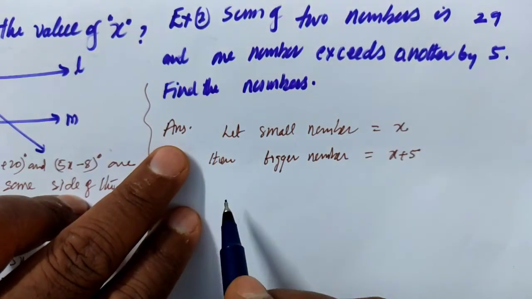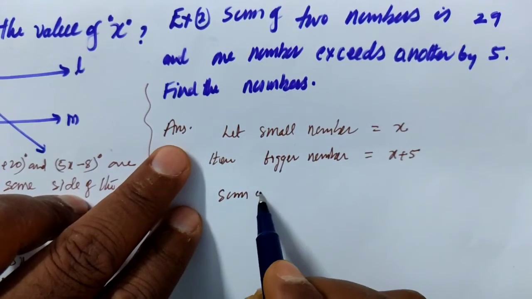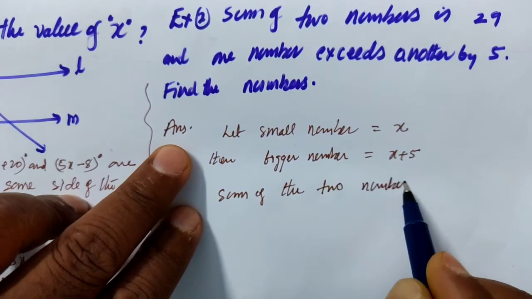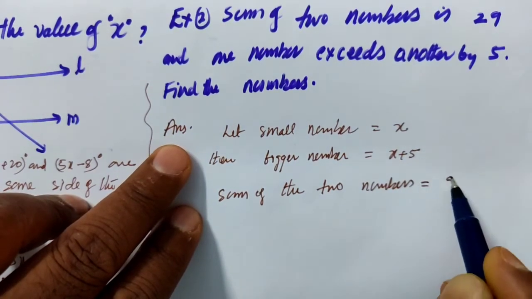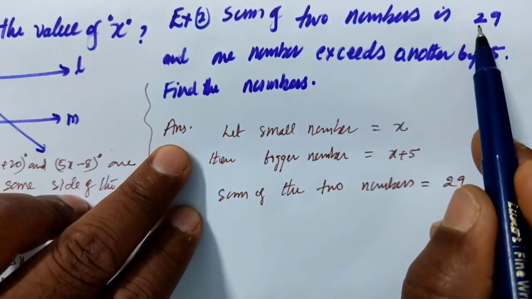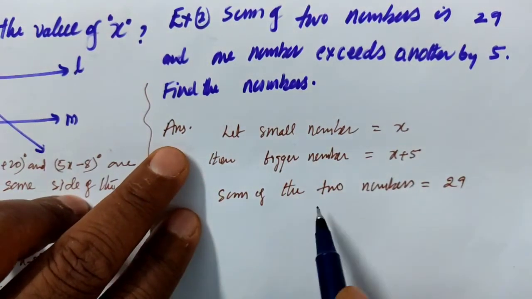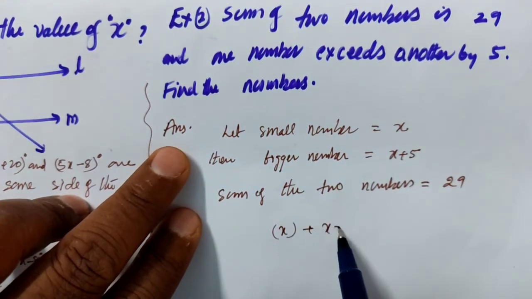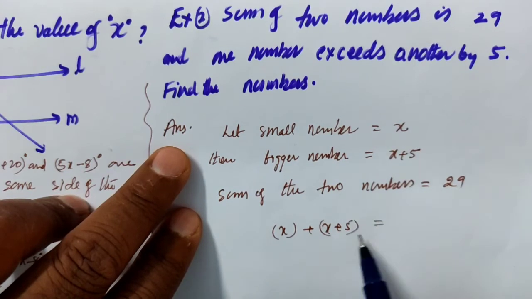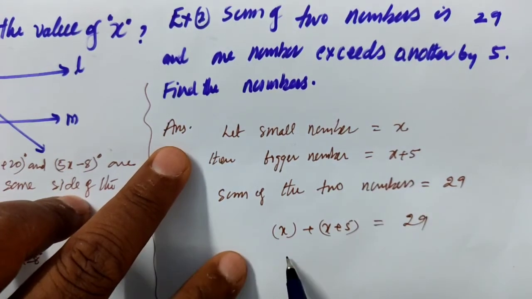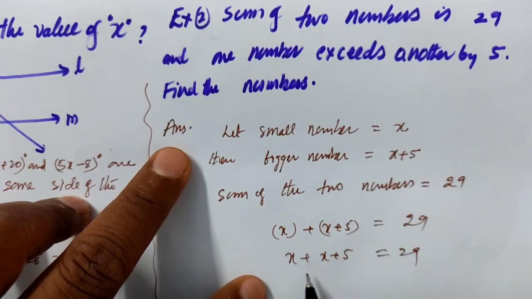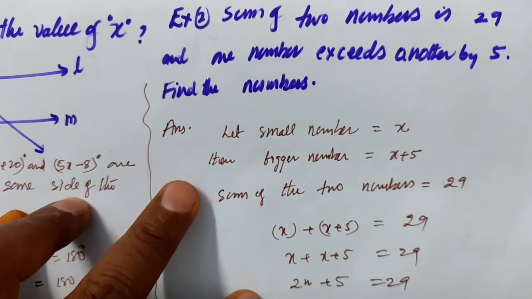Okay. So the sum of the two numbers is equal to 29. The sum of the two numbers means this small number and big number, so x plus x plus 5. The sum of these two numbers is 29. Now open the bracket: x plus x plus 5 is equal to 29. Now it will become 2x plus 5 is equal to 29.